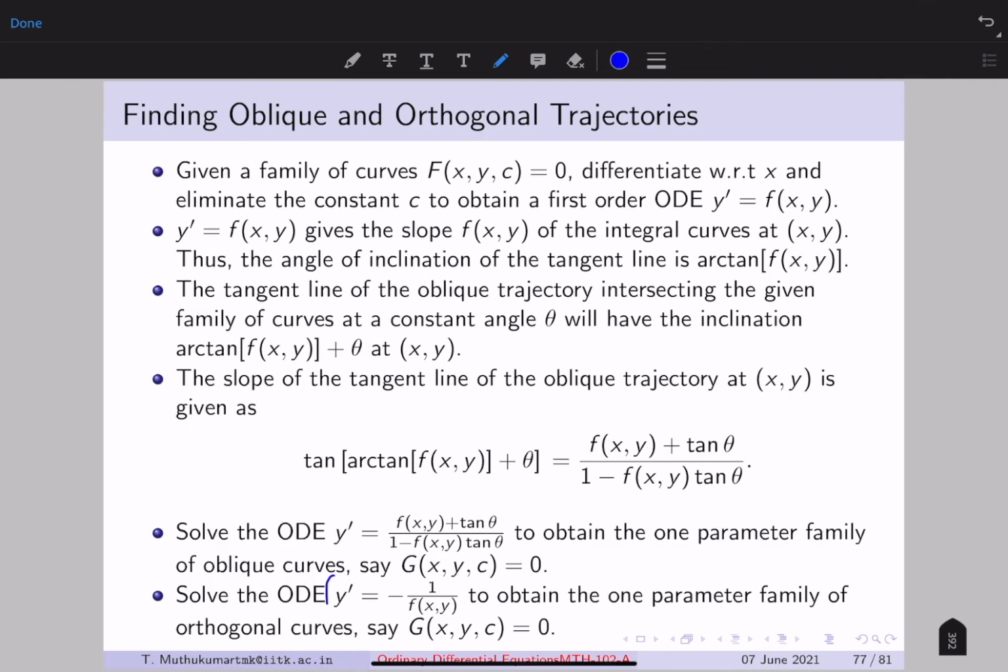because if f(x,y) is the slope of the given curve, then the slope of the tangent which is intersecting it at 90 degrees will be minus 1 over f(x,y). So that is going to give you the orthogonal family of curves which will intersect this family of curves. It will give the orthogonal curves corresponding to the given family of curves. So this is how you find oblique trajectories and orthogonal trajectories. If we look at examples, you will understand much more. This is just to explain the theory behind it.